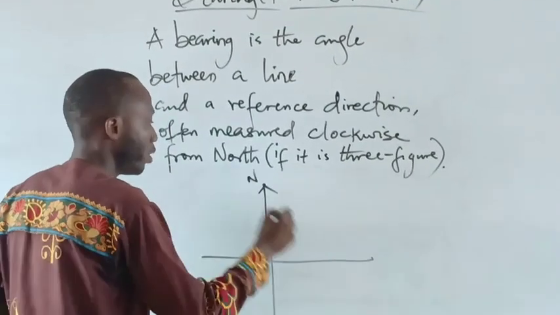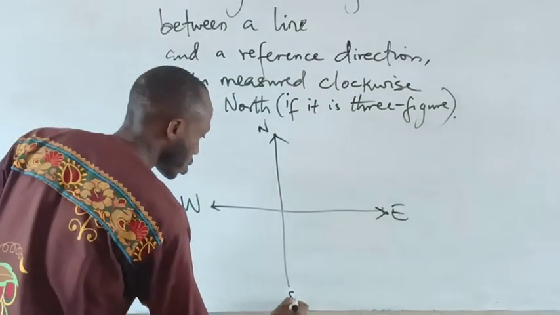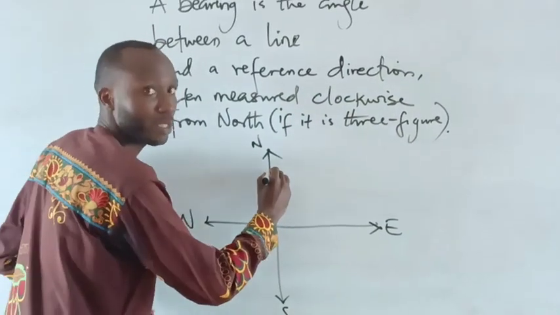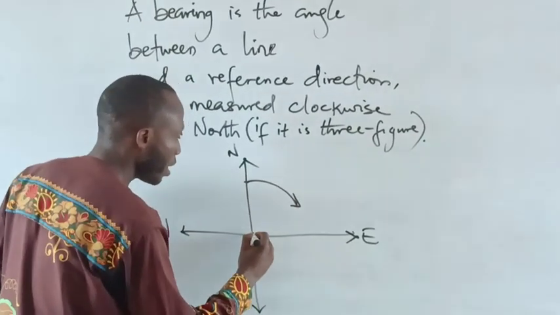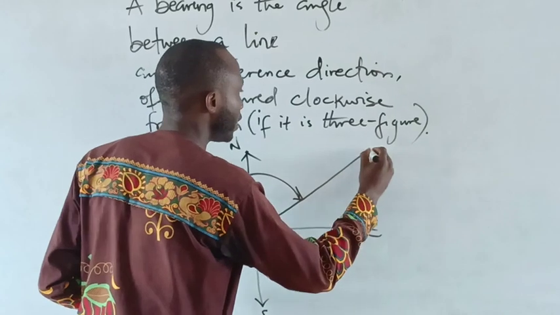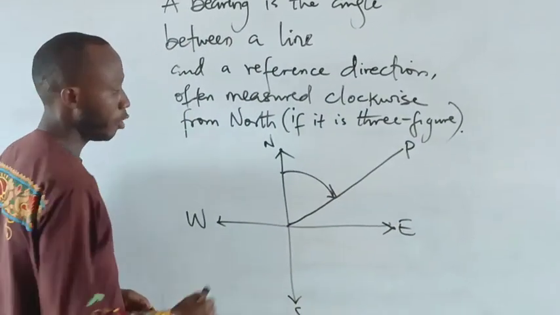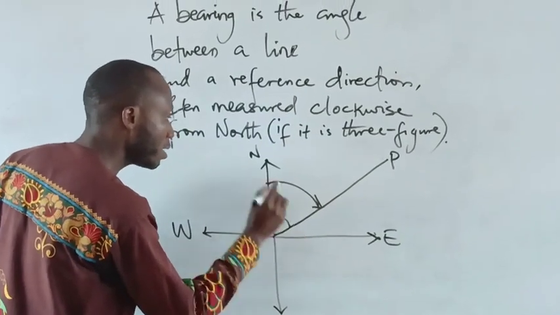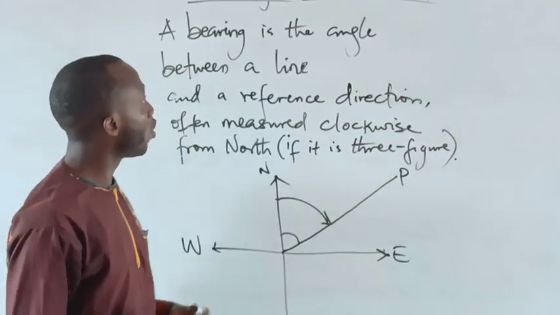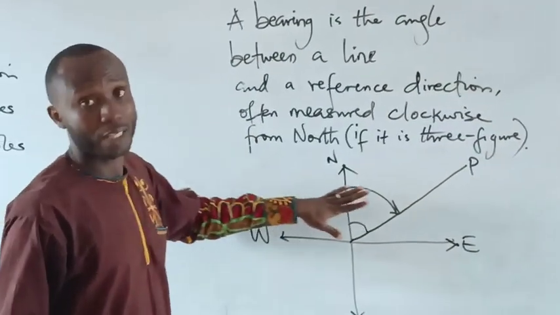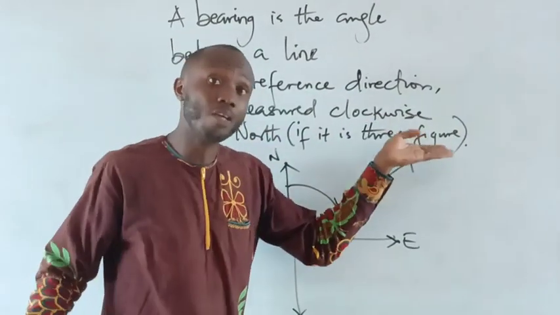So this is your north, this is your east, this is your west, and this is your south. So when we say clockwise, this is the meaning of clockwise. Okay? So maybe an object or a place is located here, point P. Okay? So this angle here is the bearing from the north. Yes. So take note that the angle must be clockwise. That's if it is three figure.